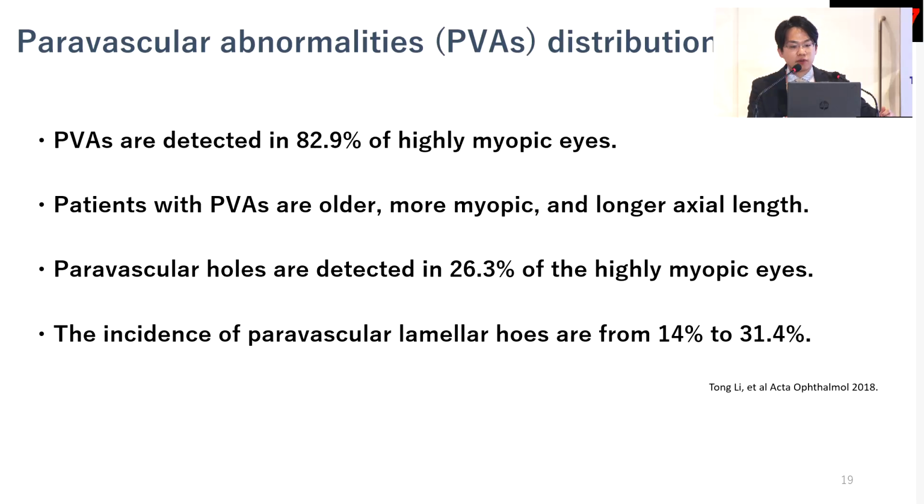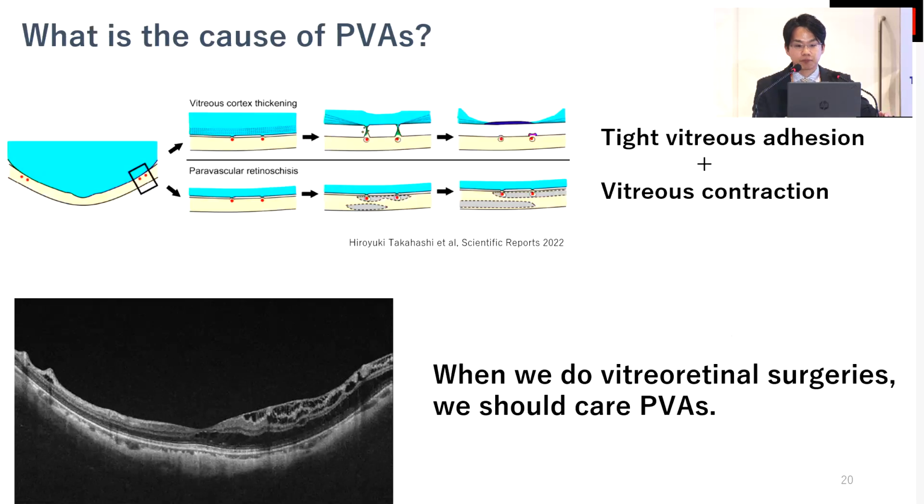So there are some reports about parabascular abnormalities. PBAs are detected in 82.9% of highly myopic eyes. Patients with PBAs are older, more myopic, and have longer axial lengths. Parabascular holes are detected in 26.3% of the highly myopic eyes. The incidence of parabascular lamellar holes is from 14% to 31.4%.